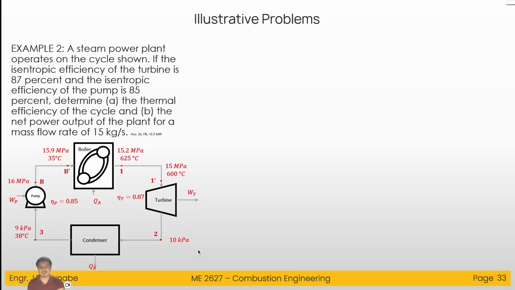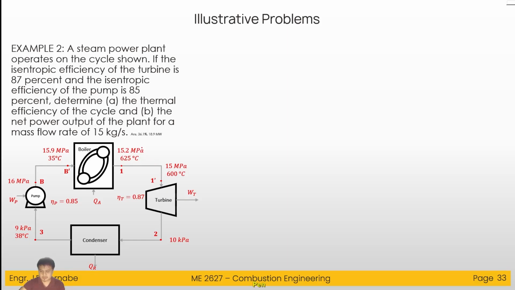Let's move on to another example. A power plant operates on this cycle. If the isentropic efficiency of the turbine is 87% and the isentropic efficiency of the pump is 85%, determine A, the thermal efficiency of the cycle, and B, the net power output of the plant for a mass flow rate of 15 kilogram per second. This will be a little bit complicated and you will need to find a lot of enthalpies, because we have actual and ideal properties here.